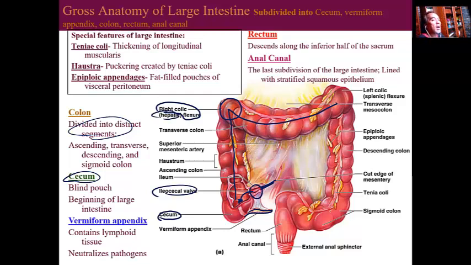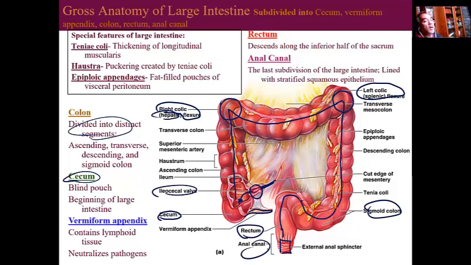Okay, and then from the transverse, it goes into the descending colon. The part where the transverse and the descending colon meet is called the left colic flexure, or what we call the splenic flexure. From the descending colon, it becomes an S-shaped colon, or the sigmoid. After that it becomes a pouch, the rectum, and the opening from the rectum is the anal canal. So that traces the path of your large intestinal tract.